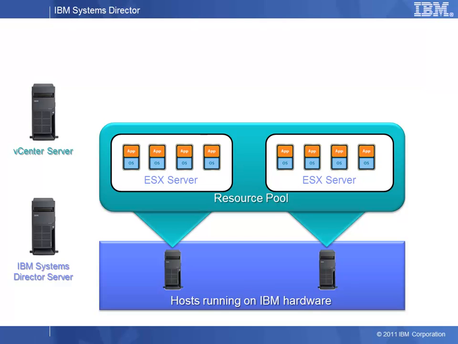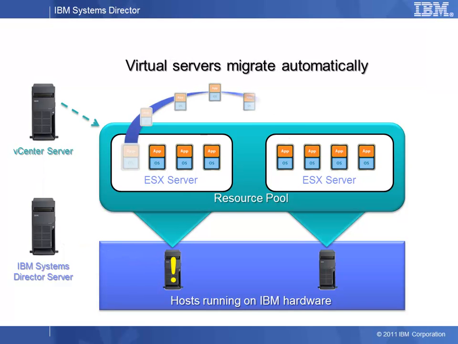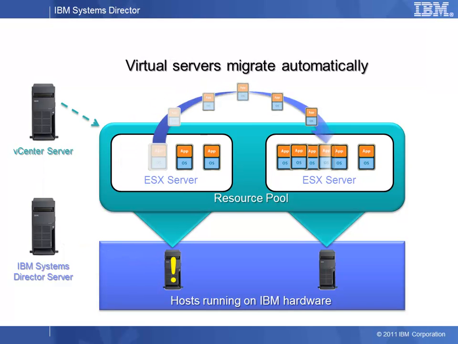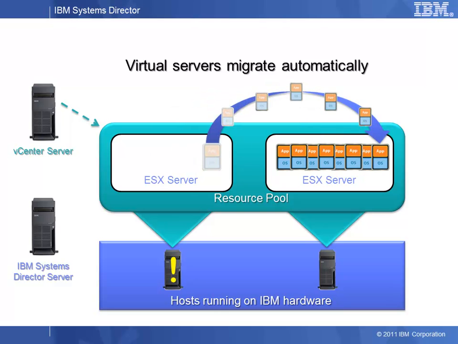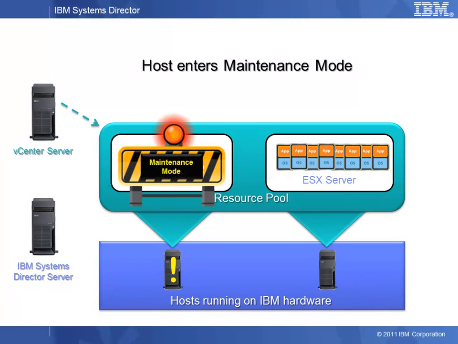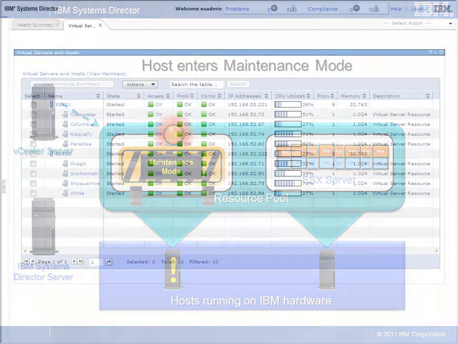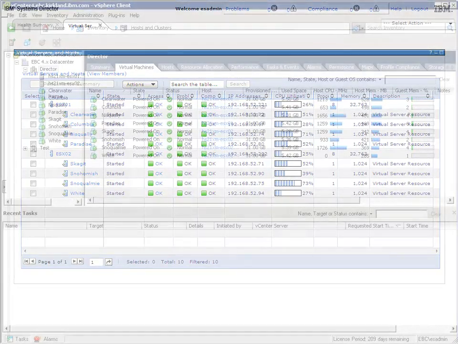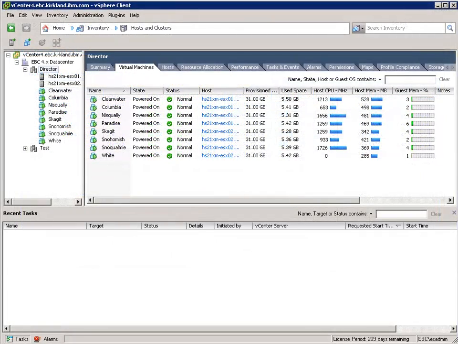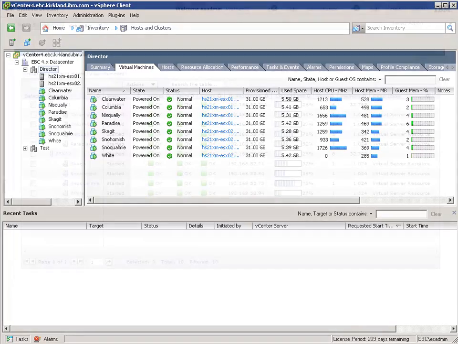We will watch as IBM Systems Director responds to a PFA from a host by issuing a series of commands to VMware vCenter, causing virtual servers currently running on the impacted host to be relocated to another host. In addition, the failing host will be placed into maintenance mode in order to ensure that virtual servers are not started on nor relocated to that host until the underlying problem can be resolved. We will switch between the IBM Systems Director console and the VMware vCenter client, witnessing the process from both sides in real time.